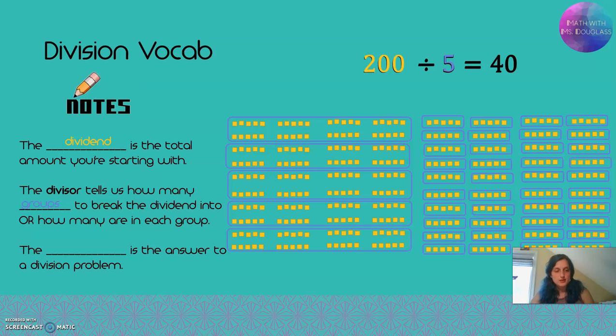So whichever way you're thinking about it, how many groups or the size of the group, your answer is the same. And the answer in a division problem is a vocab word we really need to know. It's called the quotient. All right, so now that we've talked about vocab, let's get into some actual division.